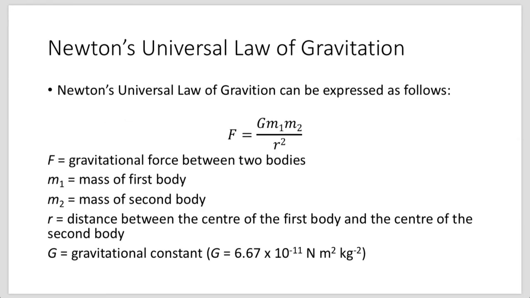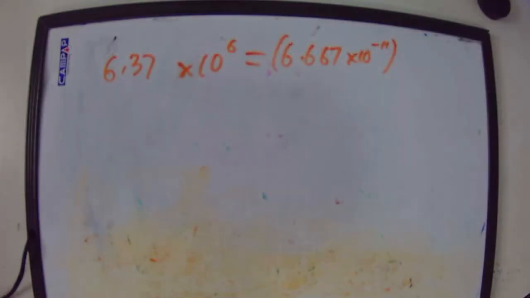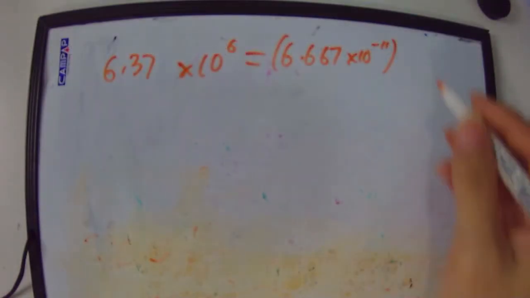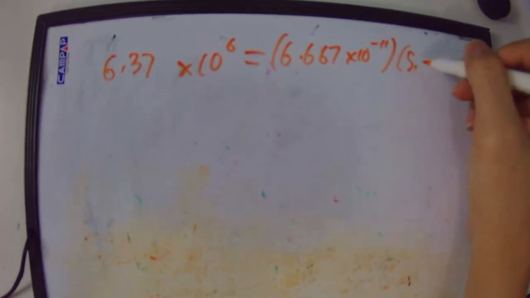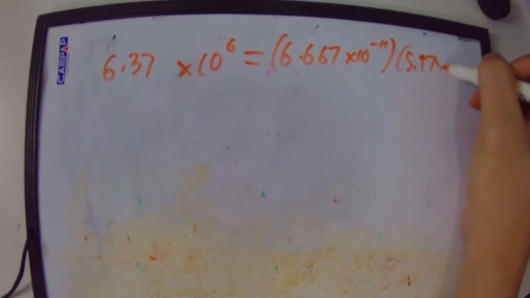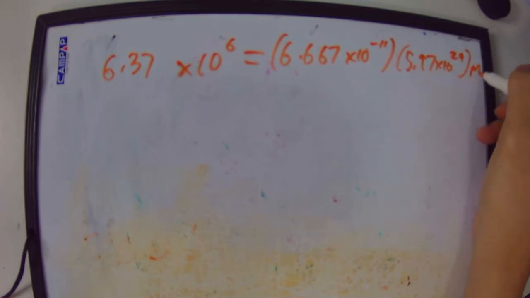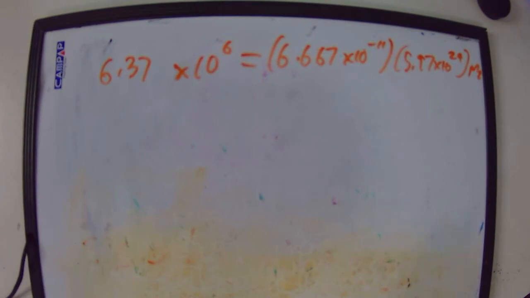G is 6.667 times 10 minus 11. All right. And then M1, we already know the mass of the earth is 5.97 times 10 power of 24 times M2. I'm running out of space, but it's in your textbook anyway. You should be able to see it.